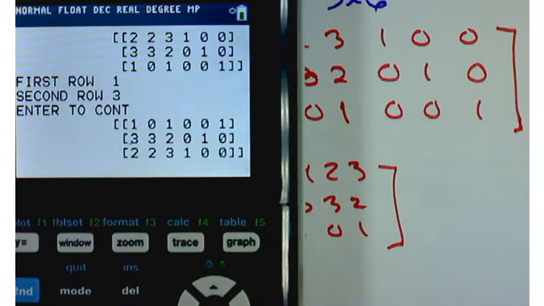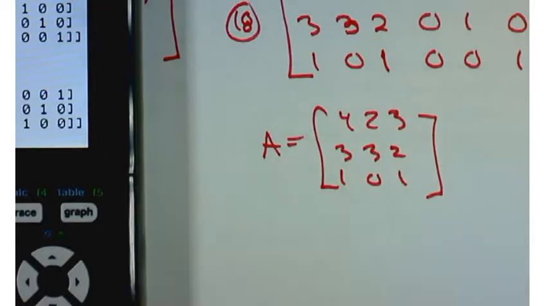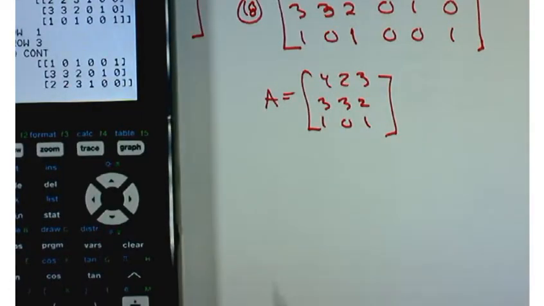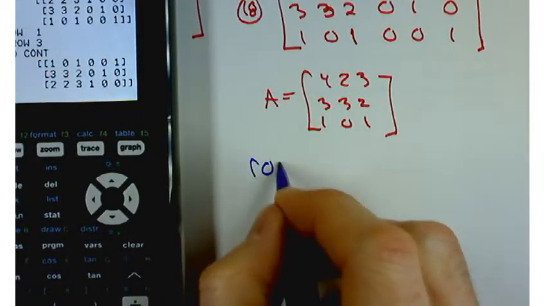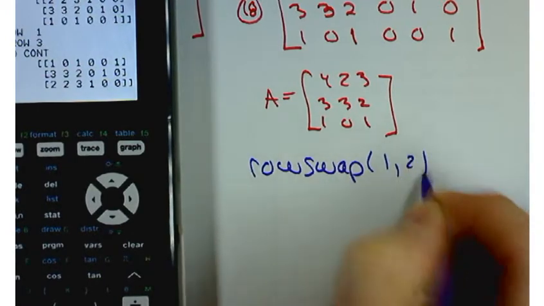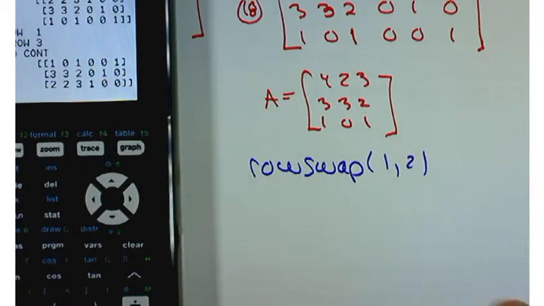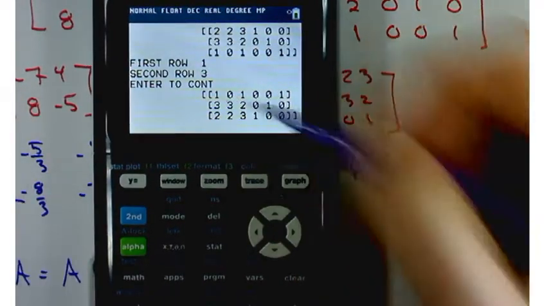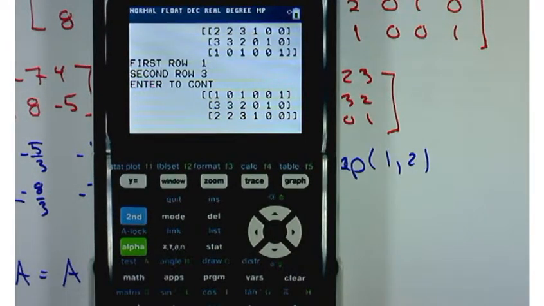With us? Okay, good. Everyone's up to speed here, right? Now on the test, I'm going to want you to record your work here, so you could do something like row swap 1, 2. That's something you could write. Let's keep going. What would we do next? Yeah.